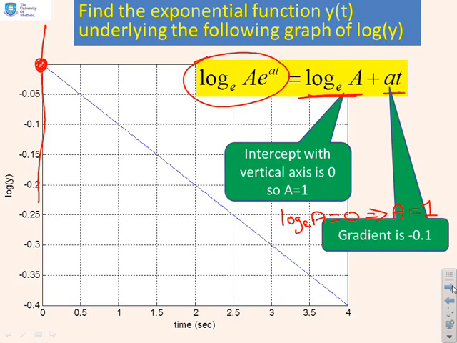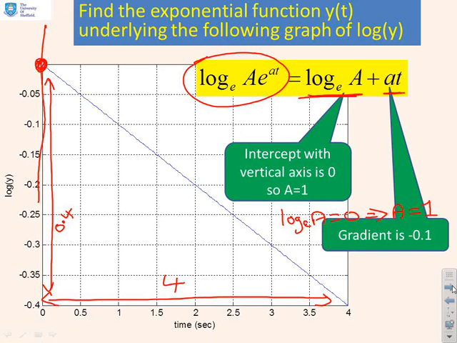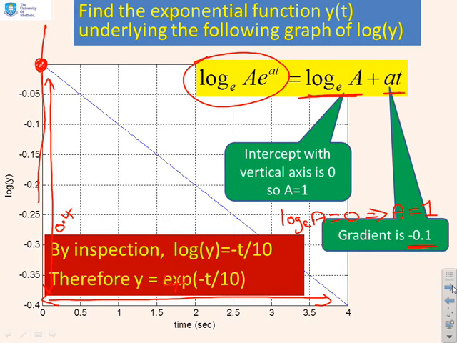A t is the gradient. Now if I look here, you'll see that I've moved along a distance of 4, and I've moved down a distance of 0.4. Clearly the gradient is negative, so I've got a gradient of minus 0.1. So I put all that together, then what you get is my original function must be log y equals minus t over 10, or y equals e to the minus t over 10. So where you couldn't necessarily get those parameters easily from the original data, by taking log of the data, you've been able to get to the parameters in a straightforward manner.